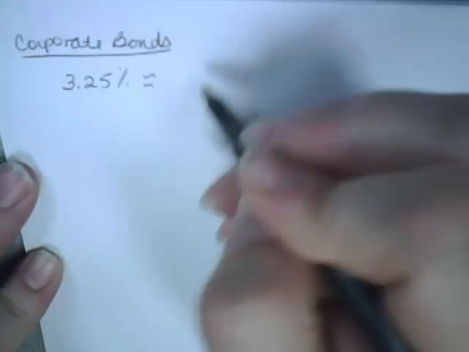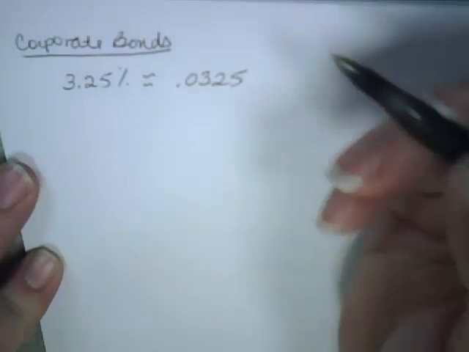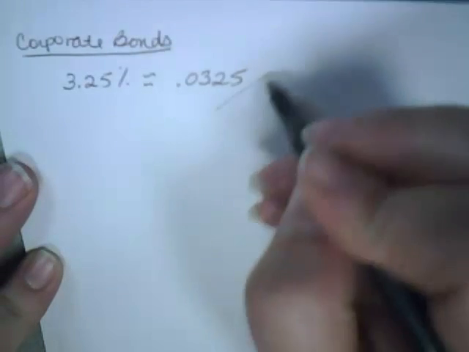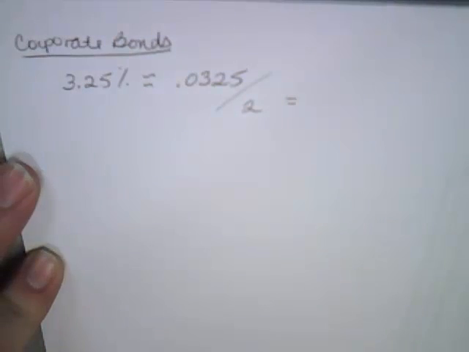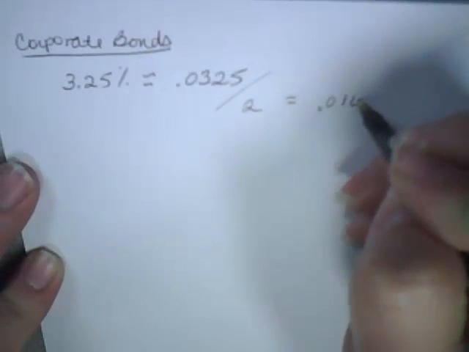interest. So when I'm working with bonds, I go ahead and convert the interest rate to a decimal. And since we know that it's going to be a semi-annual payment, let's go ahead and divide that number by 2, which is going to give us 0.016250.